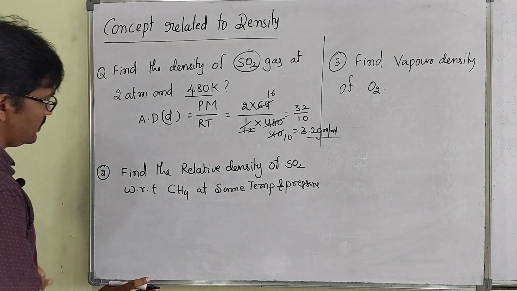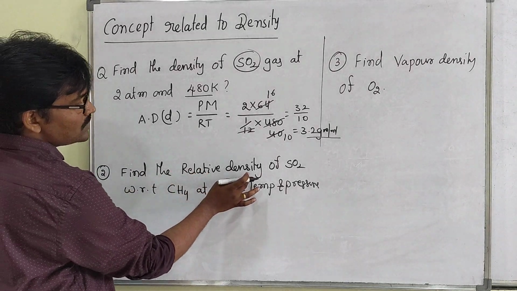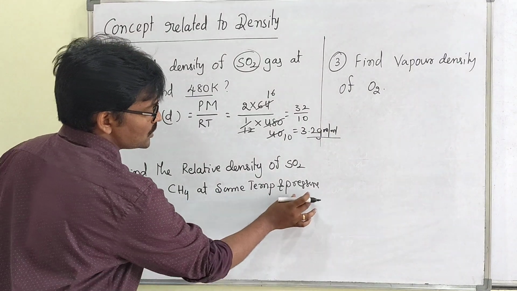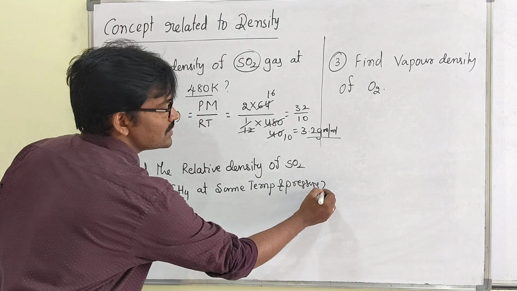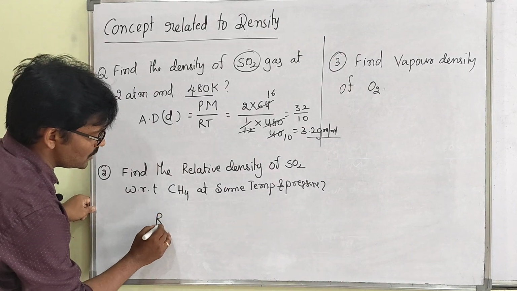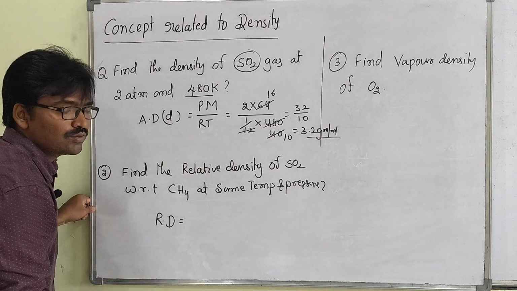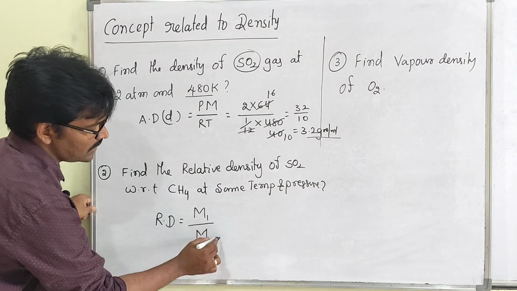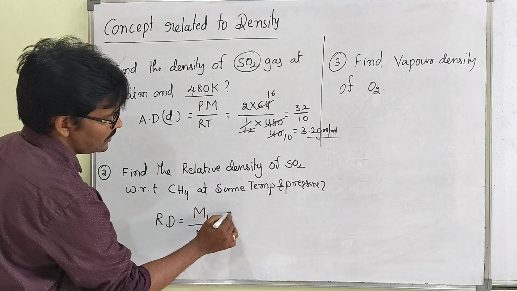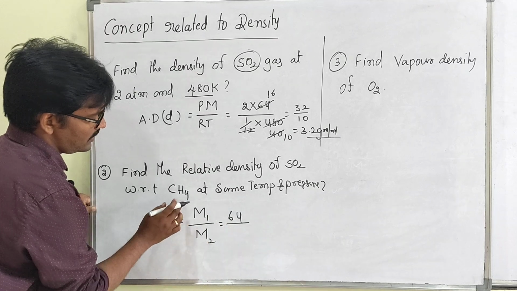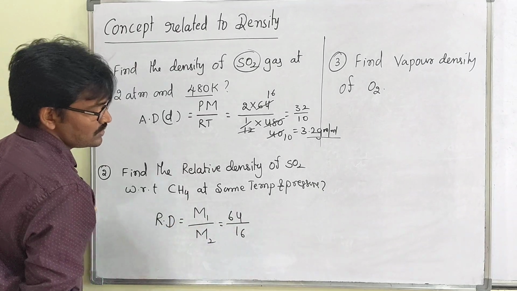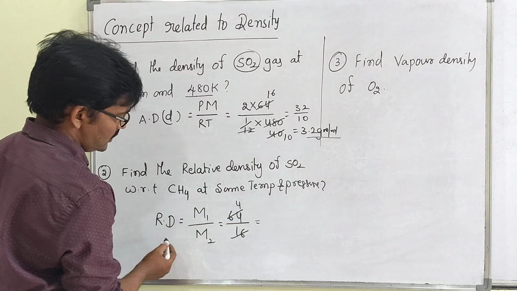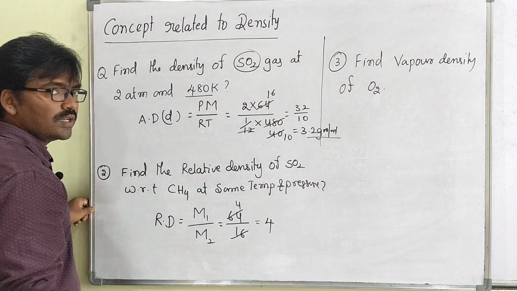Next, find the relative density of SO2 with respect to CH4 at the same temperature and pressure. Two gases are given, and he asked to find the relative density. What is the formula for relative density? Molar mass of the first gas divided by molar mass of the second gas. Molar mass of the first gas will be 64. Then this is 16. So how many times will it go? 4 times it will go. So the relative density is 4. There are no units for this.